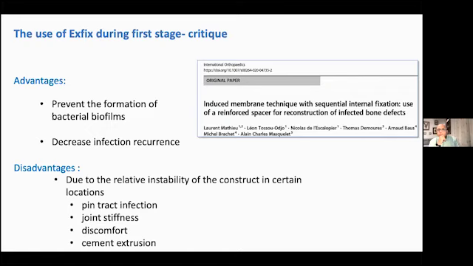So, we try to criticize the use of external fixation in the first stage. The advantage, of course, of using an X-fix during the first stage is to prevent the formation of bacterial biofilm that could appear with the internal fixation, and this would lead to a decrease in infection recurrence. The disadvantage is that due to the relative instability of the construct in the first stage, as we saw with just 2 pins proximal, 2 pins distal, this might lead to pin tract infection, joint stiffness, discomfort to the patient, and worst of all, cement extrusion.